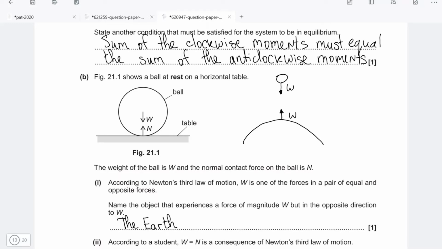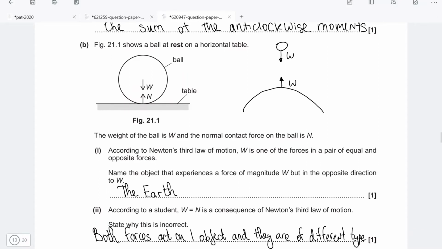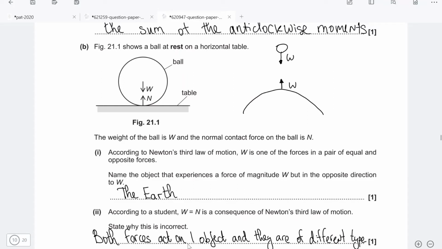So part 2: according to a student, the weight being equal to the normal force is a consequence of Newton's third law of motion. State why this is incorrect. I've actually addressed this question in a longer video on one of the most common Newton's third law misconceptions, and I will also provide a link to that video in the description. Really interesting question, but in a nutshell, why is this incorrect? Two reasons. First off, both forces, the weight and the normal force, are acting on the ball.